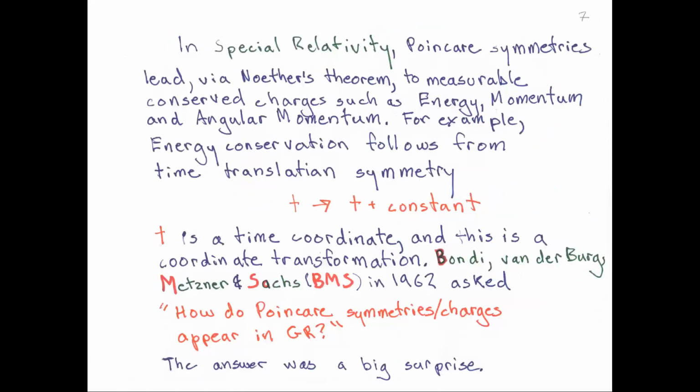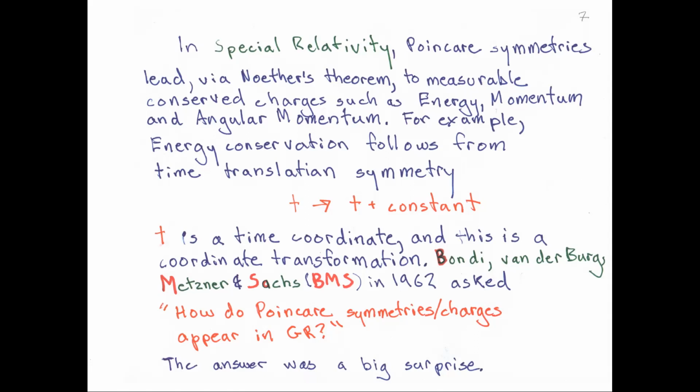Now in special relativity, Poincare symmetries lead, via Noether's theorem, to measurable conserved charges such as energy, momentum, and angular momentum. For example, energy conservation is related, through Noether's theorem, to time translation symmetry, under which time goes to t plus a constant. However, interestingly, this of course is a coordinate transformation. I've written it here very explicitly: t goes to t plus a constant. But the time translation symmetry, I would say, is a non-trivial symmetry that leads to a conservation law, energy conservation, whose effects we measure.